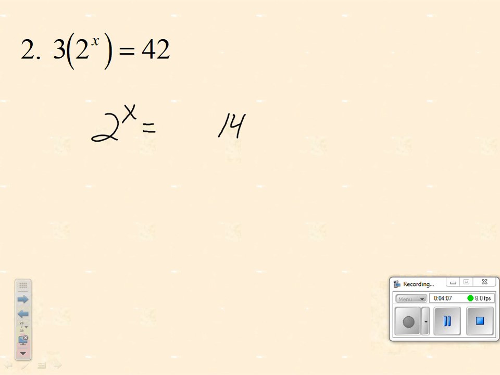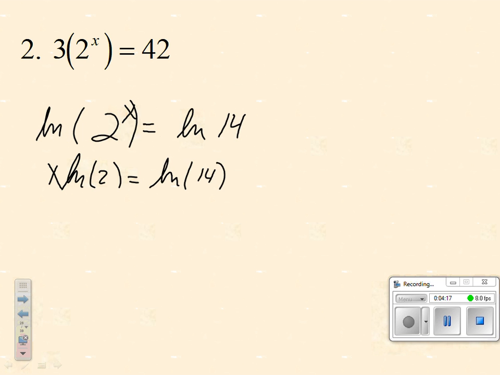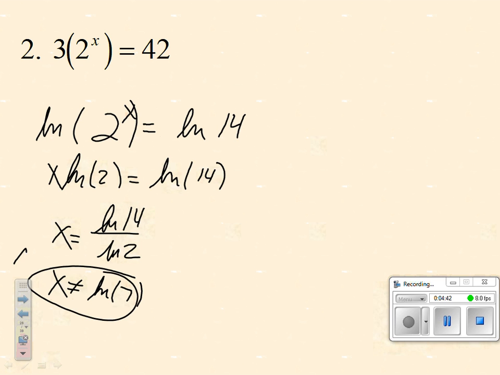Insert a natural log. Natural log here, natural log here. This becomes x times the natural log of 2 is equal to the natural log of 14. What's the last thing to do? Divide. Natural log 14 over natural log 2. Now that does not equal the natural log of 7. Do not distribute that natural log to the whole thing and then say, oh, now it's 14 over 2, so I can call it 7. No.